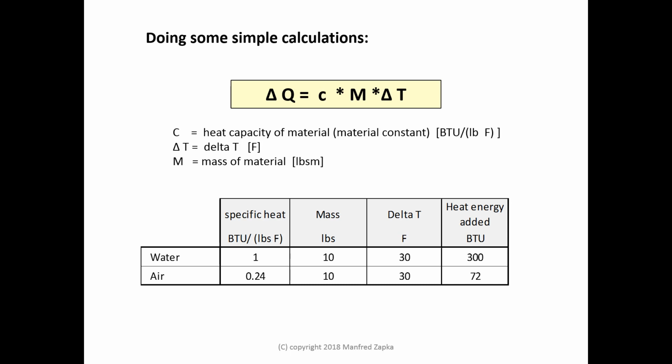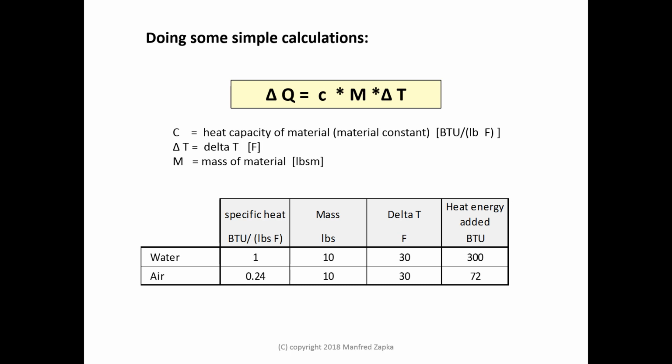We can calculate the amount of heat transferred by a fluid with the following equation. Delta Q equals C times M times delta T, where delta Q is the amount of heat added to the fluid. C is the heat capacity of the fluid, also referred to as specific heat. Delta T is the temperature difference of the fluid before and after the heat was added. M is the mass of the fluid.